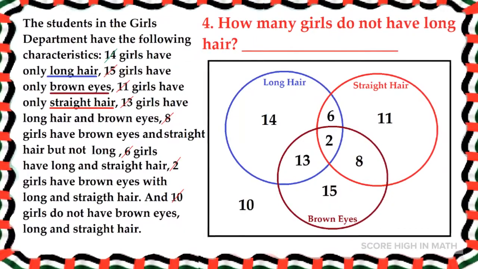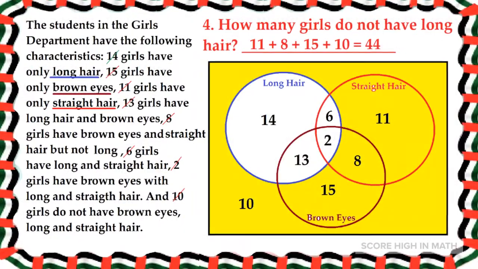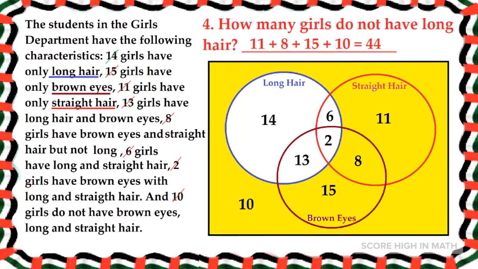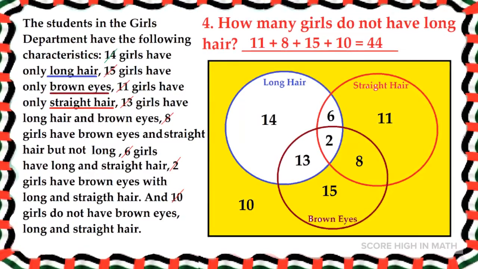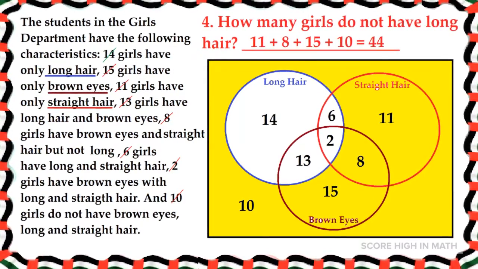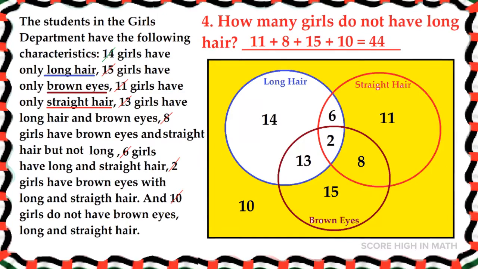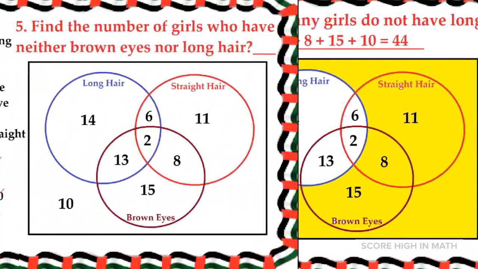What about how many girls do not have long hair? So it is the complement of long hair. Everything that is not included in the long hair set. So it is 11 plus 8 plus 15 plus 10. It will give us 44.